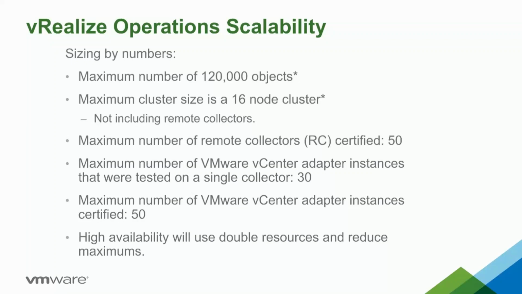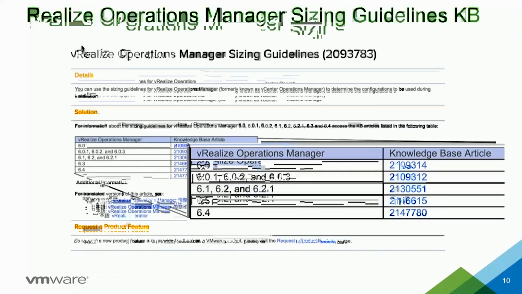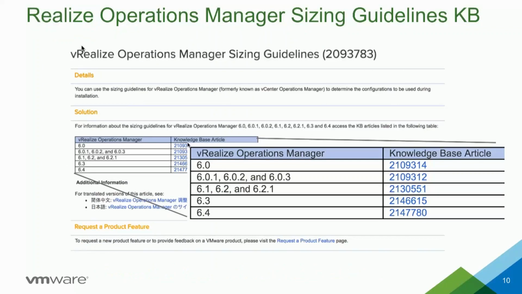One of the key things is to always refer to the KB article on sizing for the version you're running. What we have is the sizing guide for sizing guides. This is a KB article that talks about all the different sizing guides for all the 6.0 versions of vRealize Operations Manager. In this case, we're going to be specifically looking at 6.4 and its sizing guide requirements.